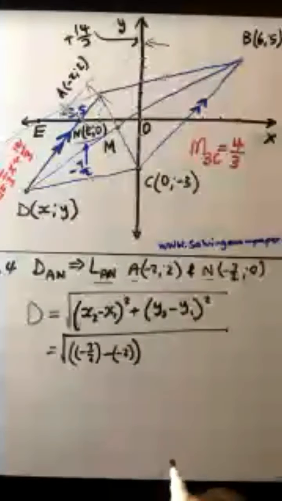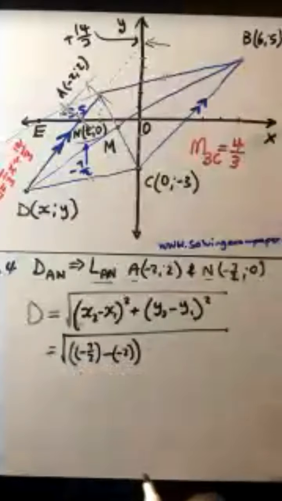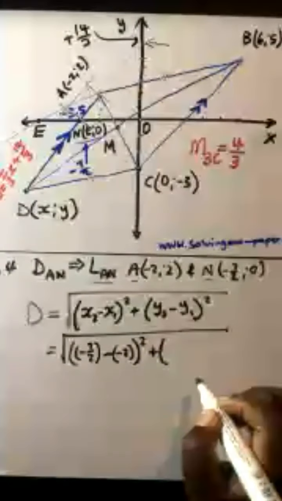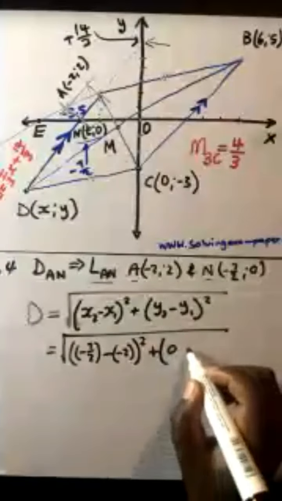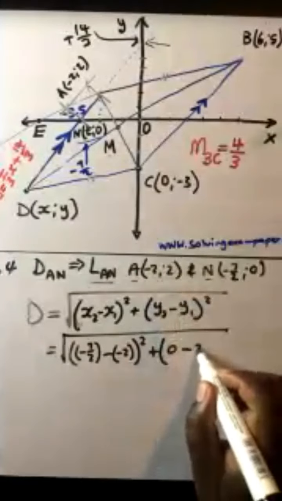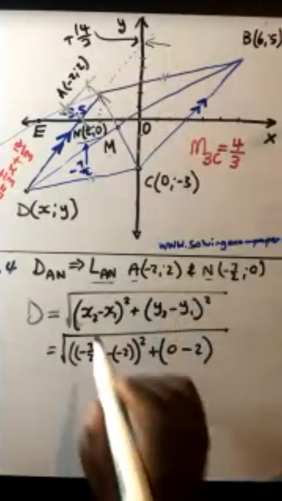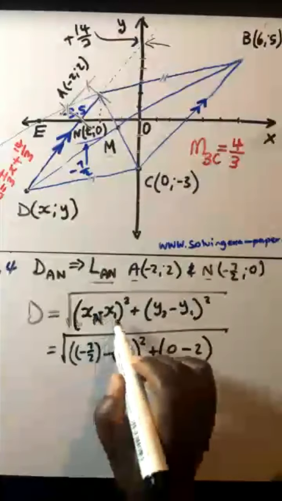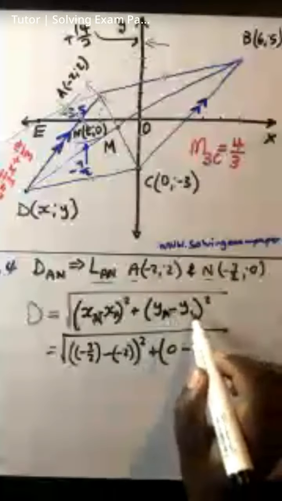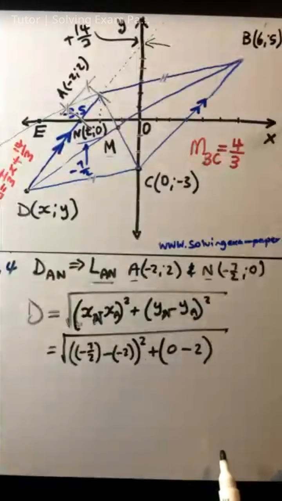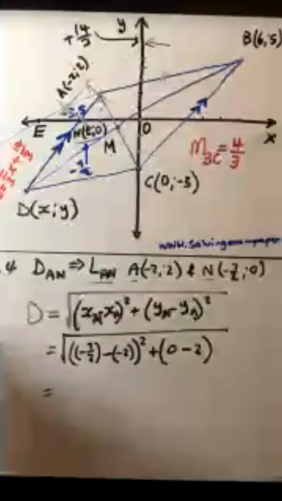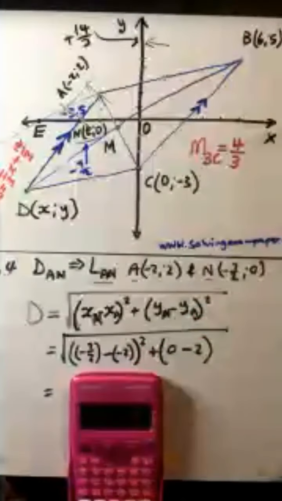Very, very important. This bracket closes for that bracket, then you square. Plus y2. What is my y2? It's 0 minus my y1, which is 2. So in short, this is the x of N minus the x of A, the y of N minus the y of A. So you just punch the whole of this on your calculator, and the answer that you get is the distance.